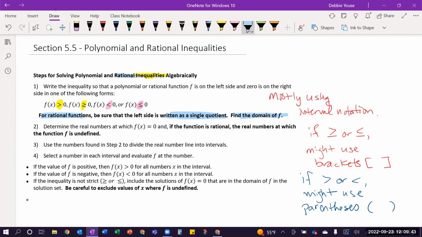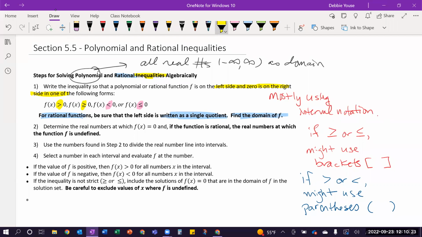Because remember, polynomial functions have all real numbers from negative infinity to infinity as domain. So we don't have any restrictions with those. So again, the bold parts here that I've now highlighted in blue are differences we would do with rational. And then you're looking to see, first off, that you have 0 on the right side of your inequality. So you'll notice in all of these statements, 0 is on the right side. If it isn't, you move things around so that it is.